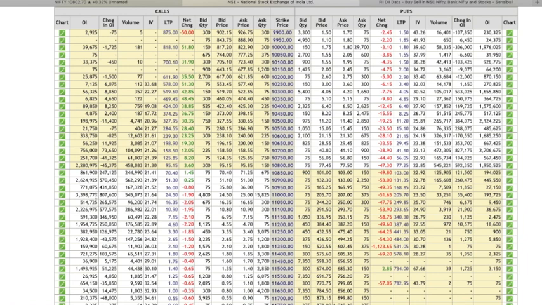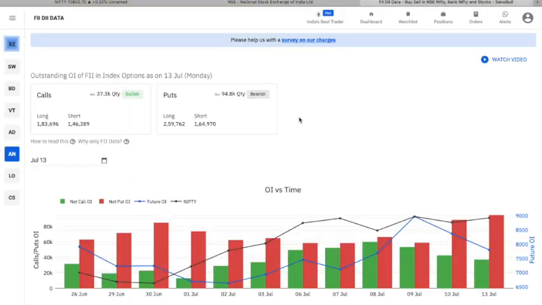Okay, so the next thing we're going to do is look at an analysis of FII and DII data. I'm going to get this from the Sensible platform, which is an option analysis platform. If you look at the outstanding open interest of FIIs in index options, you're going to notice that they have a net long position in calls.